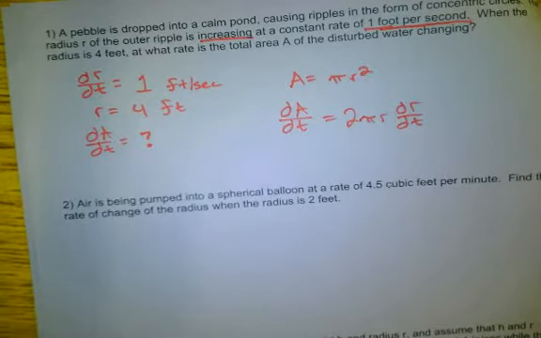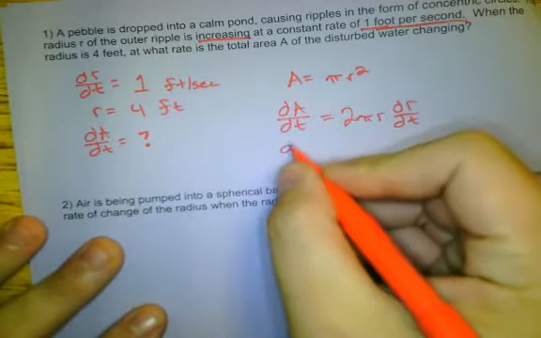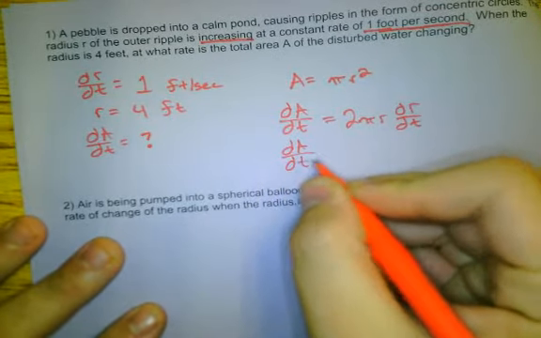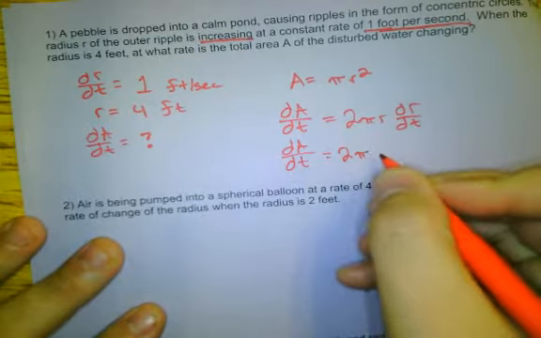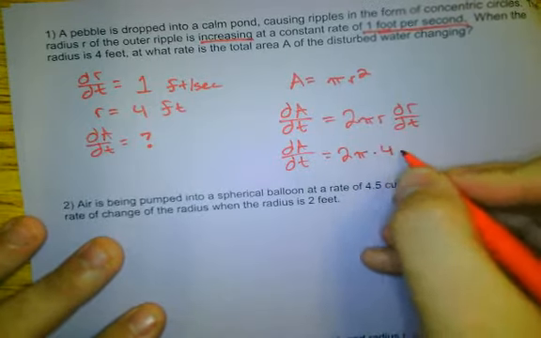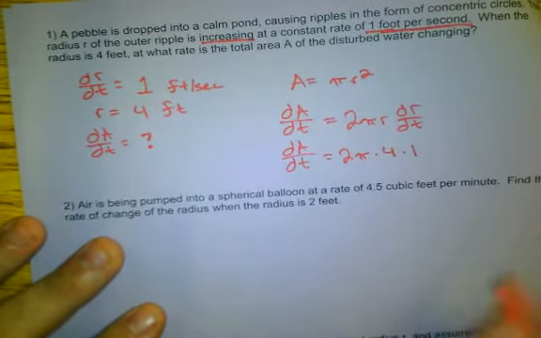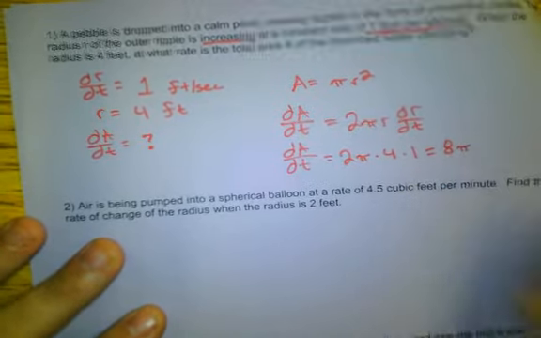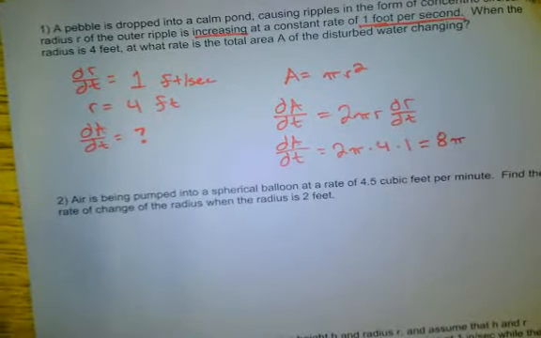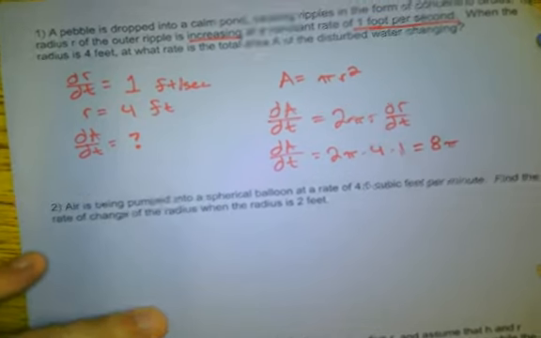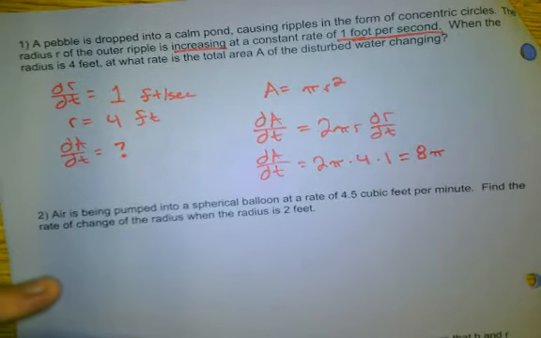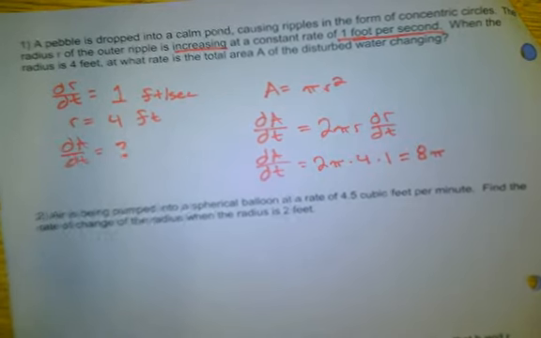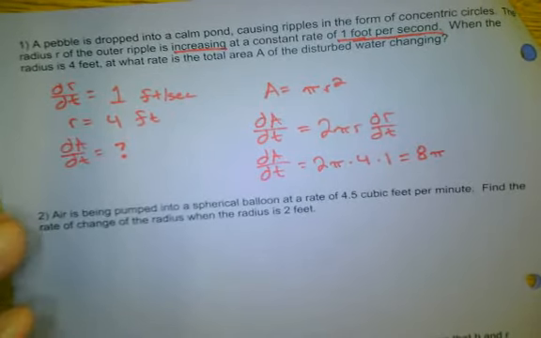So what happens when you plug everything in? We don't know dA over dt, so that stays. Equals 2 pi, what's r? 4 times 1. And what do you get? A lot of the times, this is usually not calculator. So it's 8 pi what? It's area. So area is changing over time.